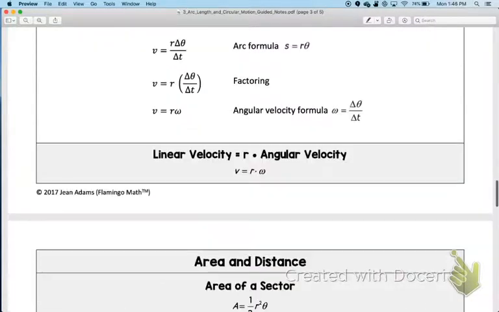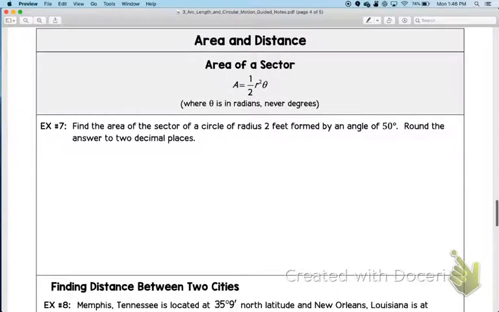All right, so some more formulas we need to work through. Area and distance. So area of a sector. So now what we're talking about is the actual area of a piece of the circle. So if you guys remember back in geometry, finding the area of this whole section. So if this was, let's say, 60 degrees, and this was 4 inches again, let's say, we would do 60 over 360 times the area of the whole circle, which is pi times the radius squared, right?